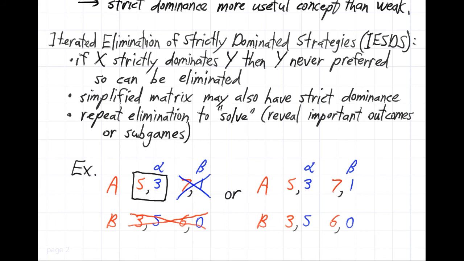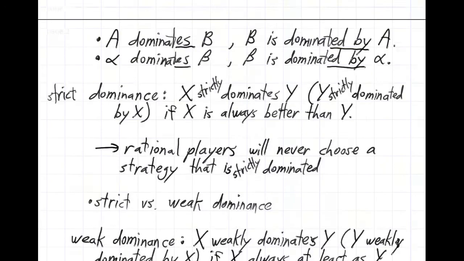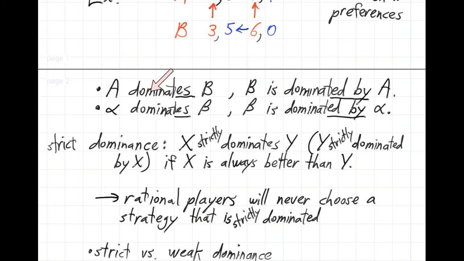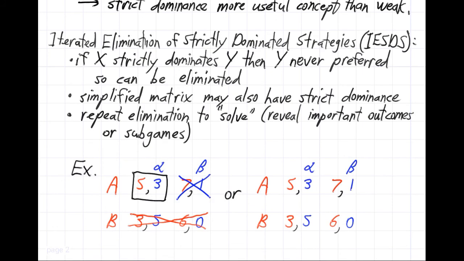But there were two ways to look at our dominance in this case, because it wasn't just the case that A dominates B, but we also saw that alpha dominates beta. If we started with that instead, then we would see that beta is dominated, so it's never played, which leaves us with a 2 by 1 matrix. Now if we look at A versus B, we see that 5 is better than 3, so the strategy B is dominated by A, and we can eliminate B. Again, that takes us down to a 1 by 1 matrix.